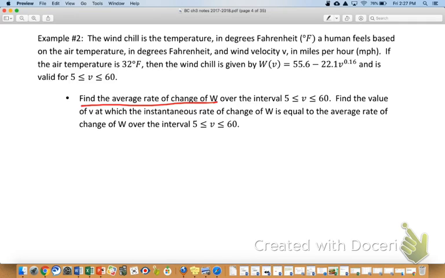Average rate of change? No, actually the derivative would be the instantaneous rate of change at a point. We're talking about the average rate of change over this interval. The slope of the line between the 2 points. The average slope, right? This goes back to the old delta y over delta x thing, or in this case delta w over delta v. So for this, I would say W of 60 minus W of 5 over 60 minus 5. That's the average rate of change.